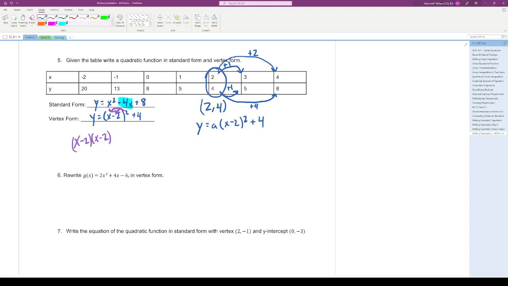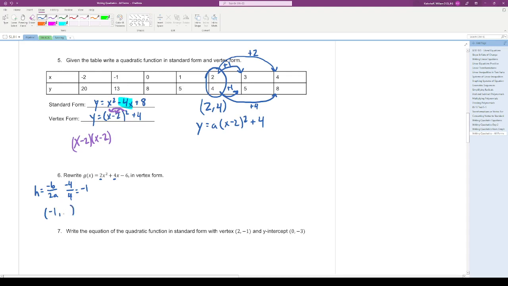Okay, so number 6, we want to rewrite this one in vertex form. So we're going to use our same trick as up above, where we know the x-coordinate of the vertex is negative b over 2a. That's the one from our star chart. So we know that it's negative 4 over 4, because b is 4, and then a is 2. We double that and get 4. So our h is negative 1.